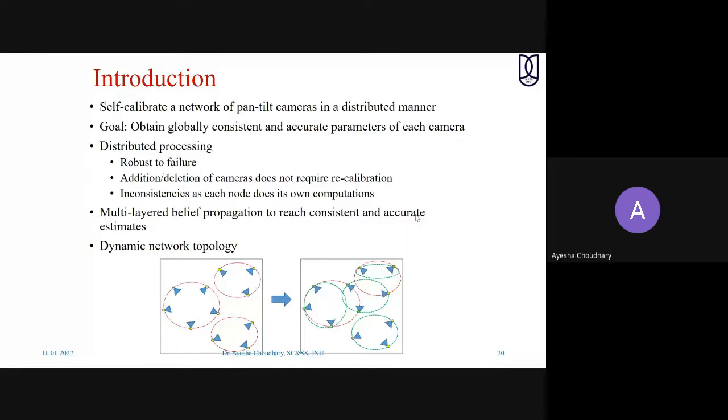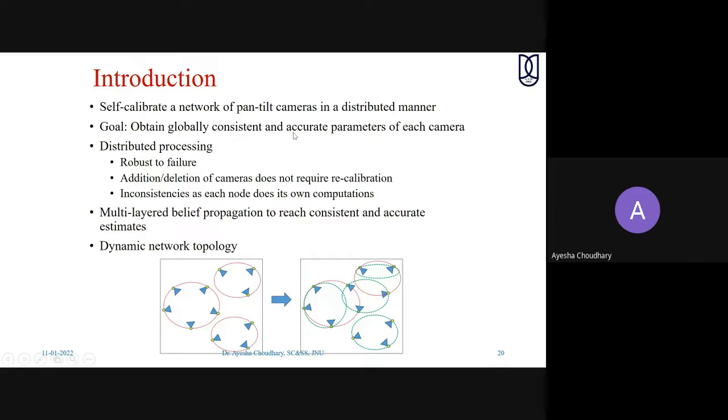So I'll just introduce, we saw what was calibration, right? We saw that when we are calibrating a camera network, we will need to calibrate every camera in that network. That means we need that P matrix for every camera in this network. And this P matrix of every camera in the network should have the same world coordinate system.